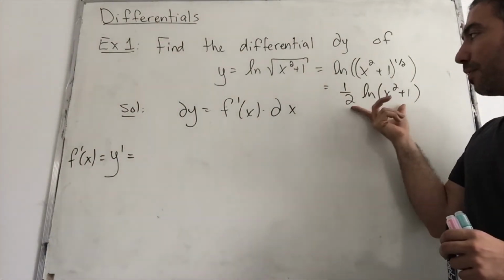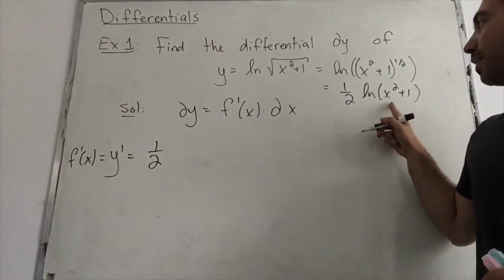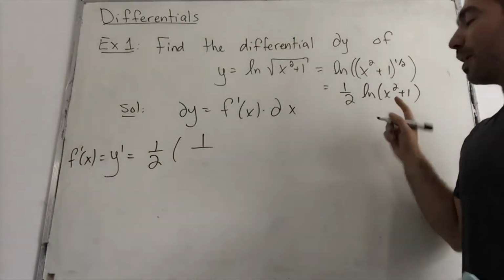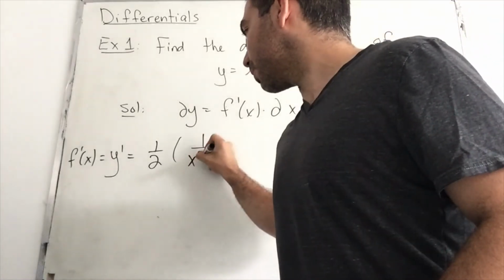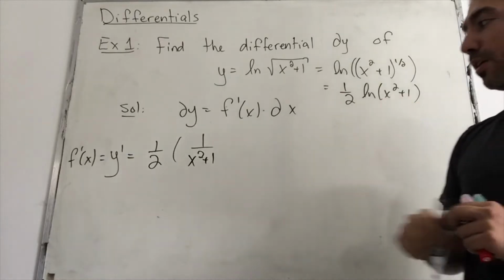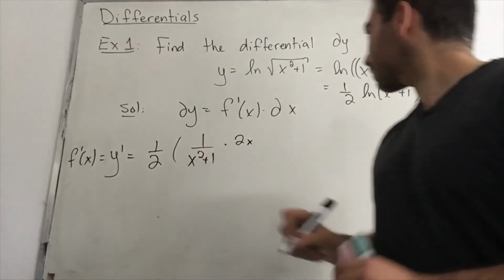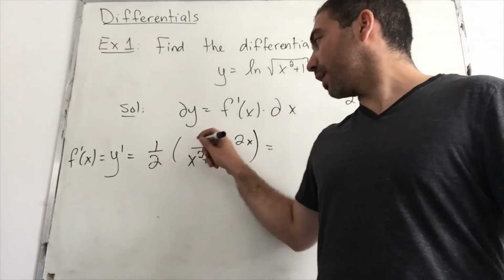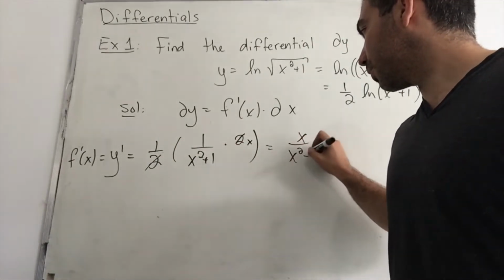So I'm going to take the derivative of this term. Since we have the 1/2 in the front, I'm just going to leave it in the front. And now we're going to take the derivative of the inside, giving us 1 over, the derivative of ln of x is 1 over x, so the derivative of ln of x squared plus 1 is 1 over x squared plus 1. We don't stop there, multiplied by the derivative of what's in the inside. Chain rule, don't forget chain rule. So the derivative of x squared plus 1 is 2x. Okay. So simplifying here, the 2's cancel, and this is just x over x squared plus 1.